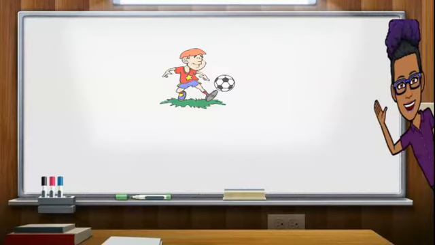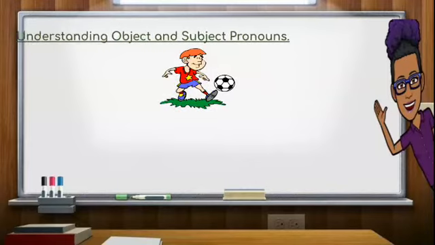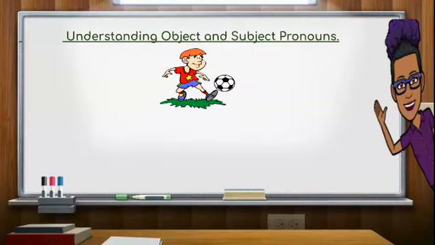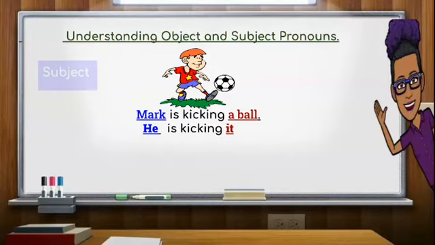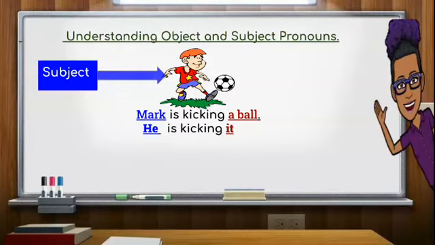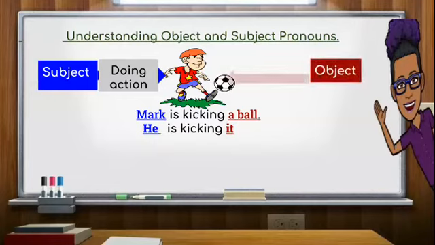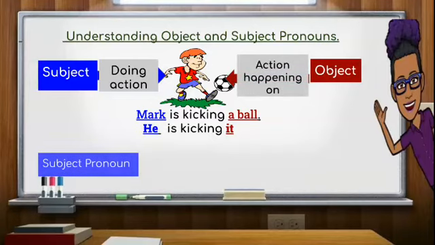So let's look at an example. We are going to understand object and subject pronouns. Sentence: Mark is kicking a ball. So here we have a pronoun sentence: he is kicking it. Mark is our subject, doing the action. We have our ball being the object, the thing the action is happening on, or the receiver of the action.